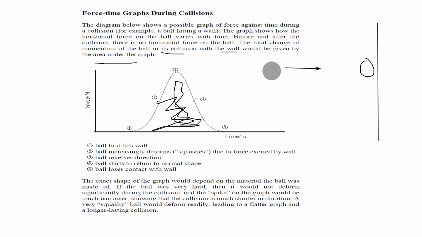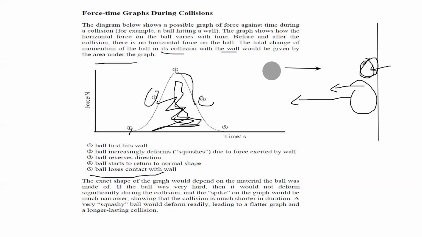So as the ball hits, this is a point where the ball hits. Then point 2 shows the ball increasingly deforming, squashing due to the force exerted by the wall. As the ball hits, the wall will exert force on the ball, so it will squash or deform the ball. Then the ball reverses or changes direction, and then the ball starts to return to its normal shape, and then the ball loses contact with the wall and will move away.